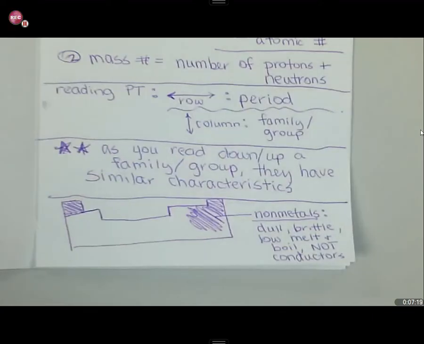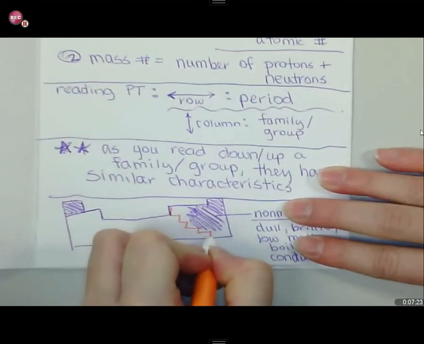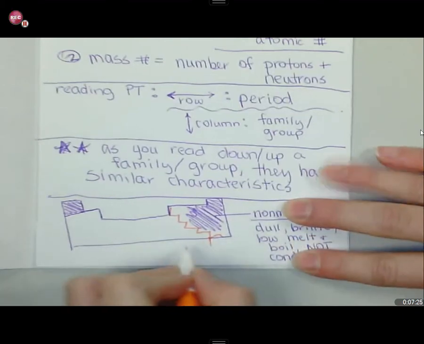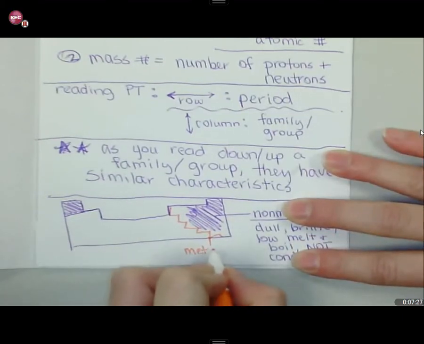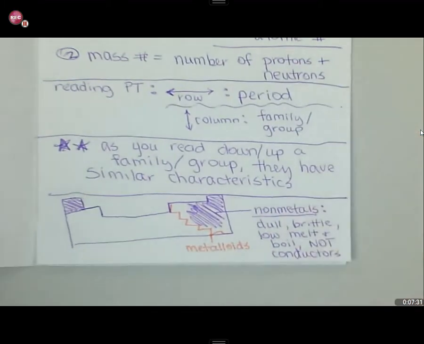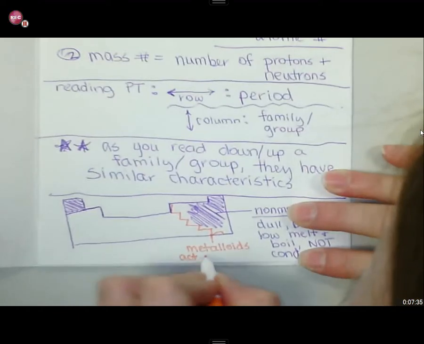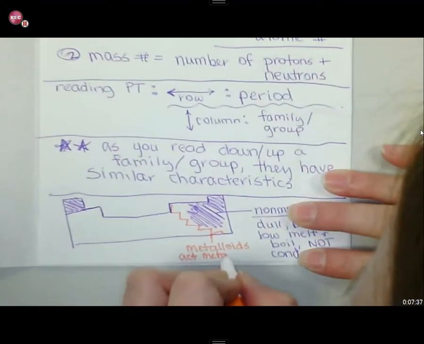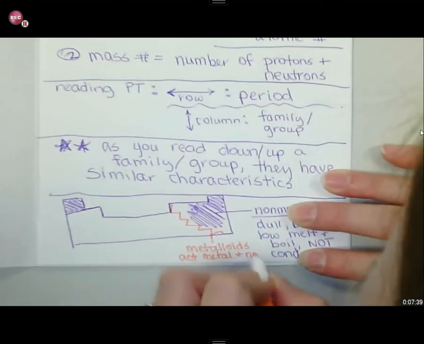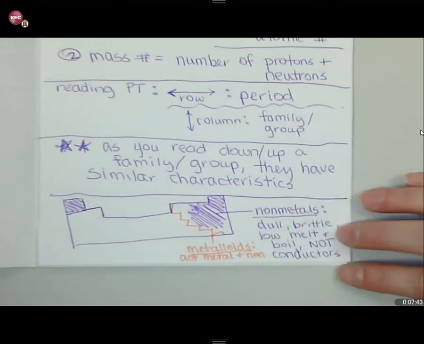Okay, now over here along this line, this is that stair-step zigzag. These are your metalloids. They act like metals and nonmetals combined. So they have properties of both metals and nonmetals.